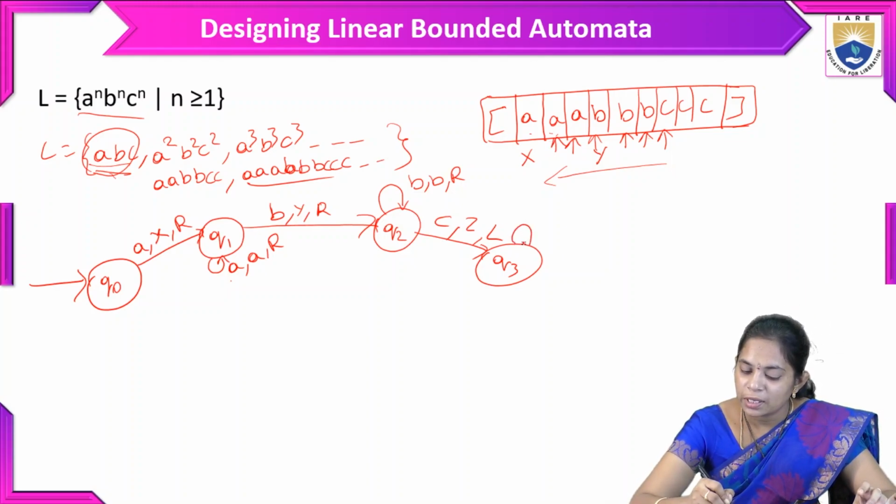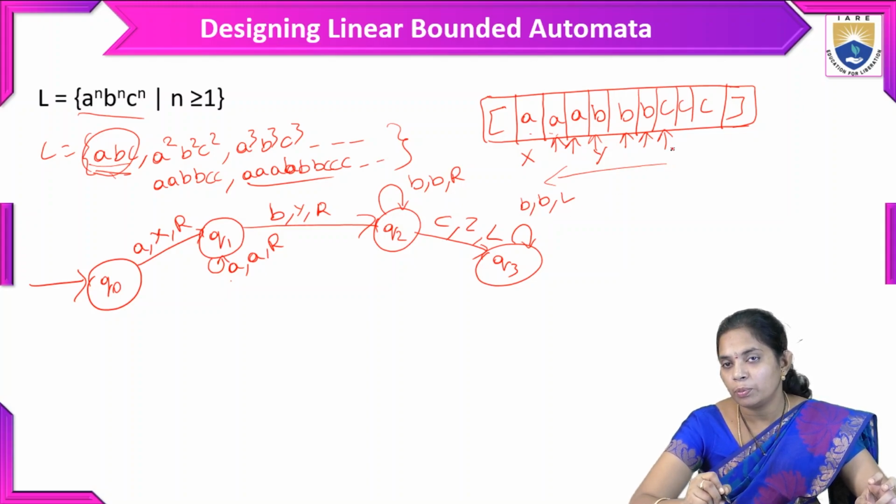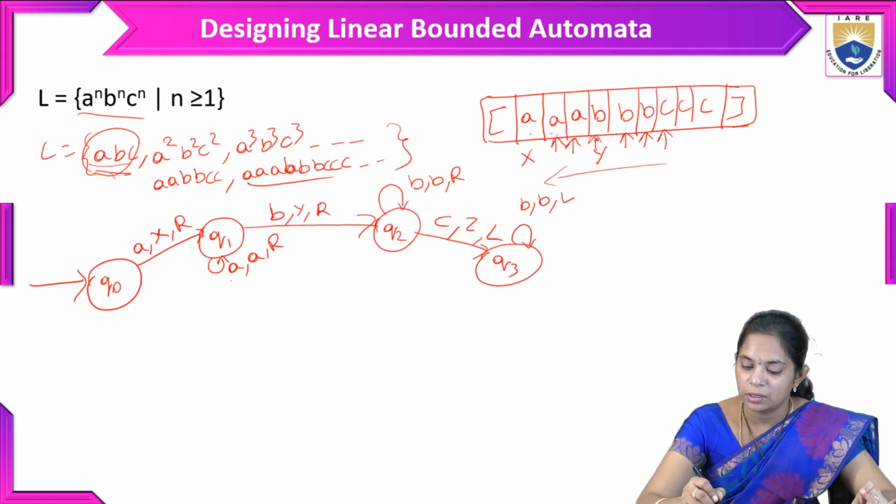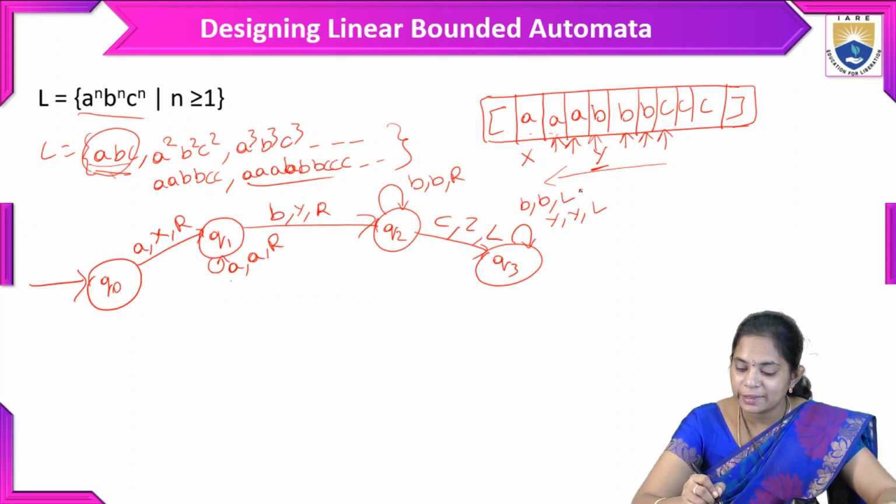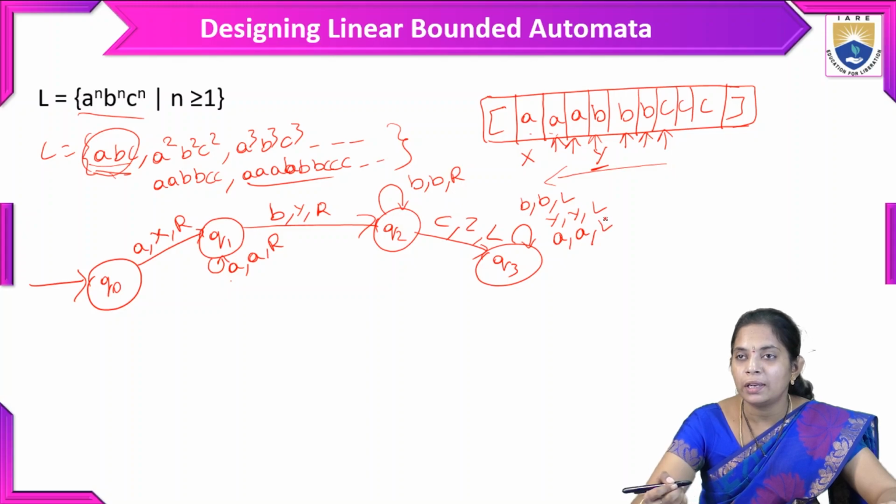So what does this step indicate? On the left hand side we saw the B value. B is replaced with B only, and we move to the left direction. And here, however many B's there are, each is replaced with B only, moving to the left direction. When we saw the Y value, Y is also replaced with Y and we move to the left direction. And we saw the A value. A is replaced with A and we move to the left direction.